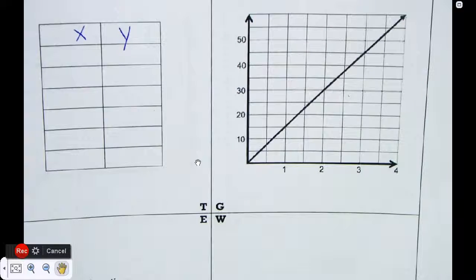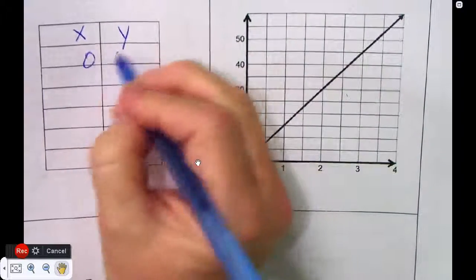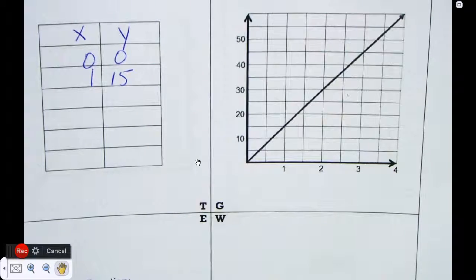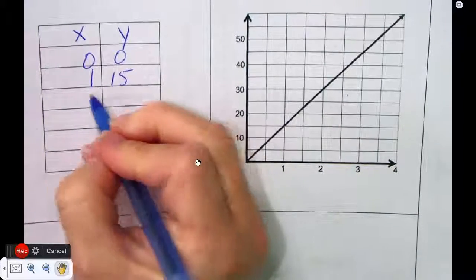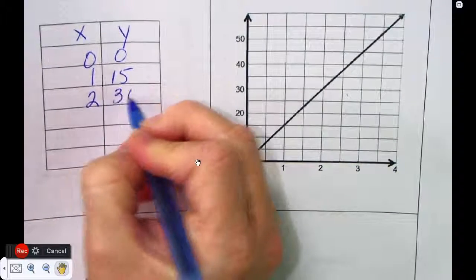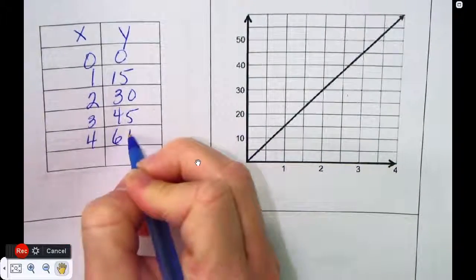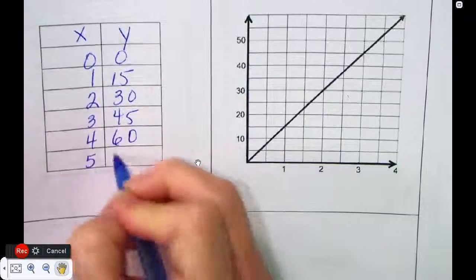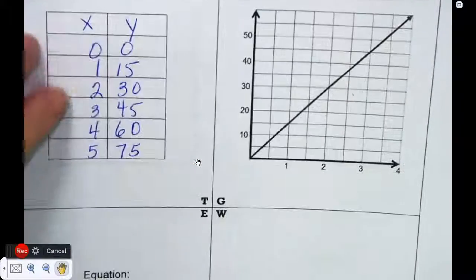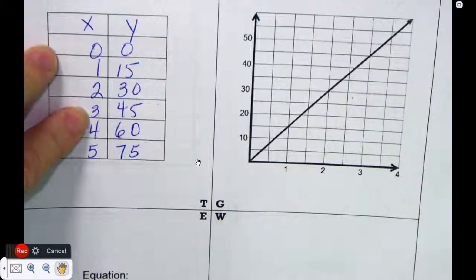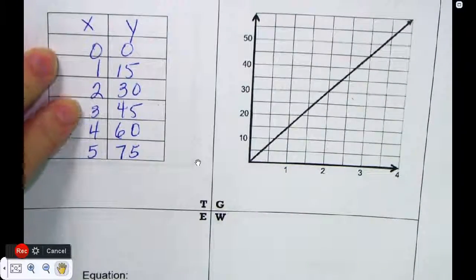Okay, what did you start with? I was hoping you'd start with 0, 0. Okay, 115. If you didn't, don't erase. So 115, 230, 345, 460, and then 575. As long as you have some of those, that's what I need. You need to have some of those numbers.